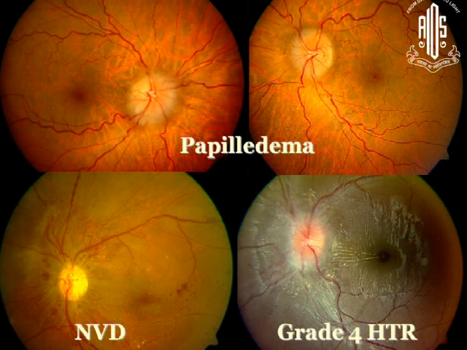But new vessels of the disc, obviously, have a haphazard orientation, spill over the disc margin, and get elevated, and then angiography will show them as a leaking lesion. Whereas with diabetic papillopathy, the vessels are usually radial and within the substance of the disc. Grade 4 hypertensive retinopathy, a simple BP assessment would rule this out. The disc would have splinter hemorrhages around, and you would usually have a macular star or fan.